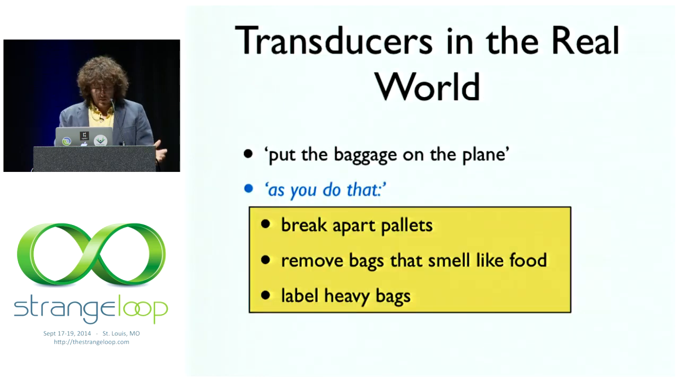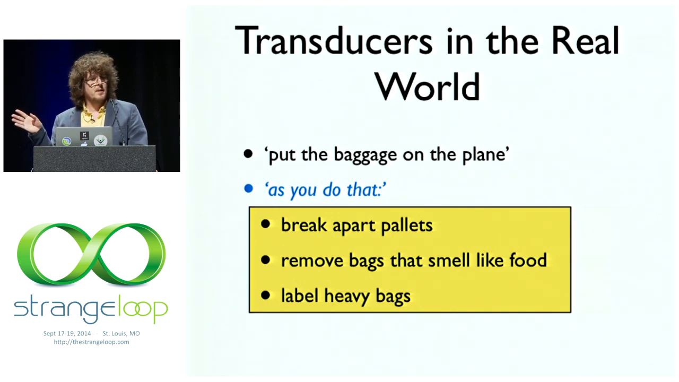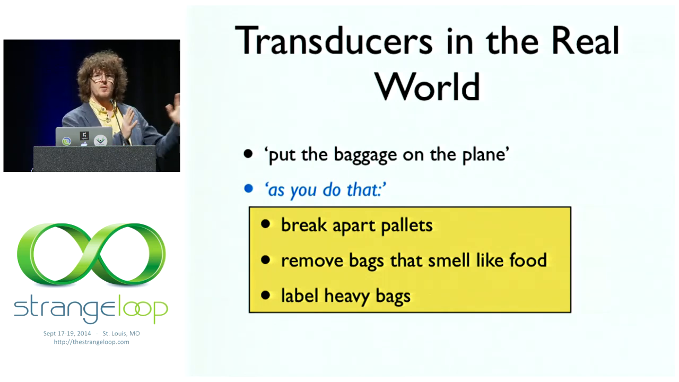So this is not a programming thing. This is a thing that we do all the time in the real world. We don't call them transducers. We call them instructions, right? And so we will talk about this scenario through the course of this talk, which is put the baggage on the plane. That's the overall thing that we're doing. But I have this transformation I want you to do to the baggage. I want you to, while you're putting the baggage on the plane, break apart the pallet. So we're going to have pallets, big, wooden things with a pile of luggage on it that's sort of shrink wrapped.